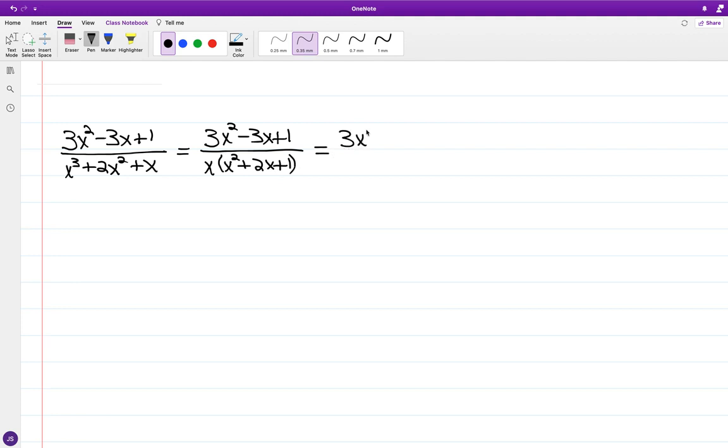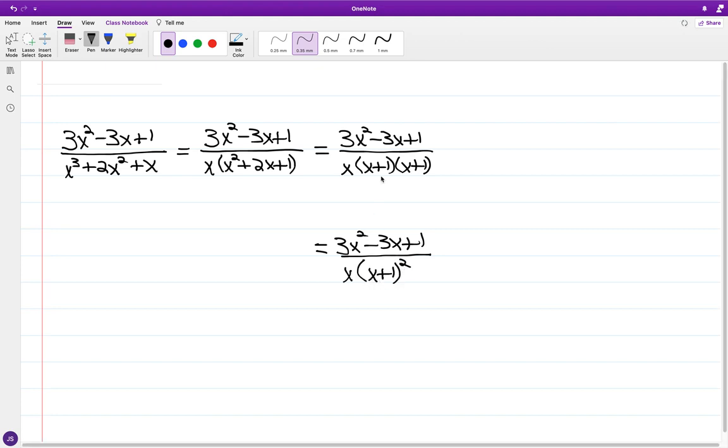So this comes down to 3x squared minus 3x plus 1, all over x times the quantity x plus 1 times x plus 1. And we have 3x squared minus 3x plus 1, and this is going to be, again, all over x times x plus 1 times itself. If I write this in compact fashion, we're going to have x plus 1 quantity squared.